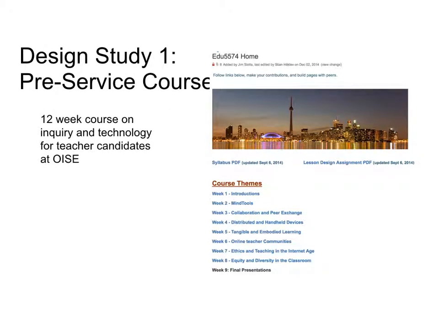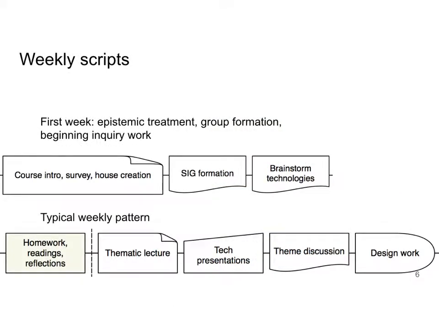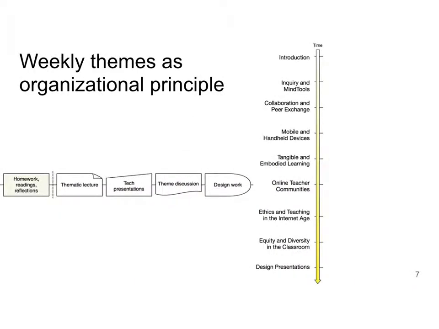So this first course that we did, it was an in-class course with some online components, but we designed these scripts, and I'm not going to talk too much about the scripts themselves and the theory. I'm happy to discuss later. But the main idea was that we would have these weekly themes: collaboration, mobile devices, tangible, ethics and teaching in the internet age. But then for each week, we would have this sequence of activities that were common, and so the weekly theme informed all of those activities, right?